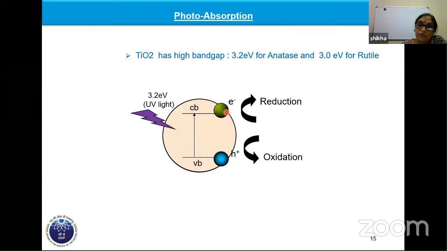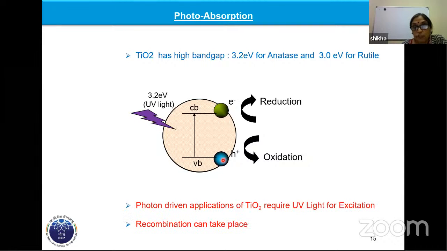And the idea is we want to keep this electron and hole as far separated as possible so as to use this electron for application. So we don't want this electron and hole to recombine. So these are the main things that we want to achieve.